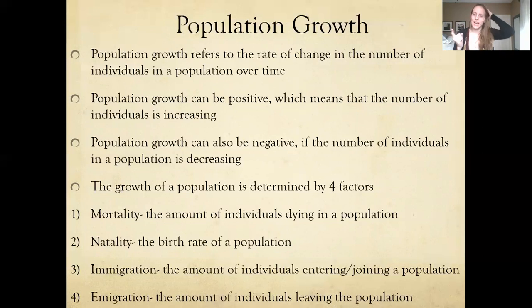The first is mortality, which is just how many of the individuals are dying. The second is natality, which is the birth rate or how many individuals are being born. The third is immigration, so how many individuals are coming into the population. And the fourth is emigration, the number of individuals leaving the population.